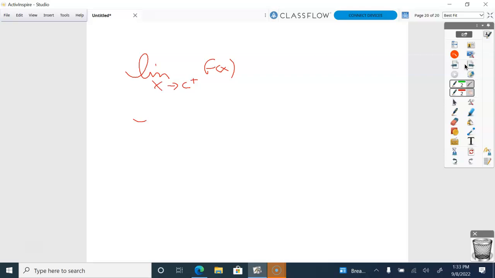Limit as x approaches c with a little minus sign up there means the limit as x approaches c from the left. New notation means virtually the same thing. Okay? A limit only exists when the limit from the left and the limit from the right are equal to each other. That's how it is. One way to define whether something's got a limit is the limit from the left and the right are equal.